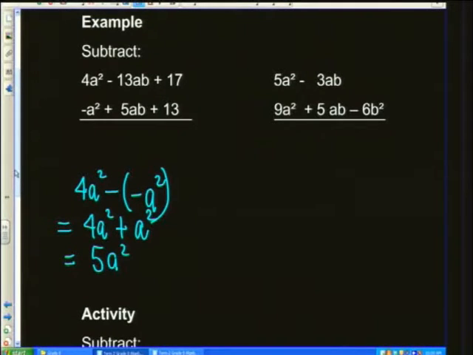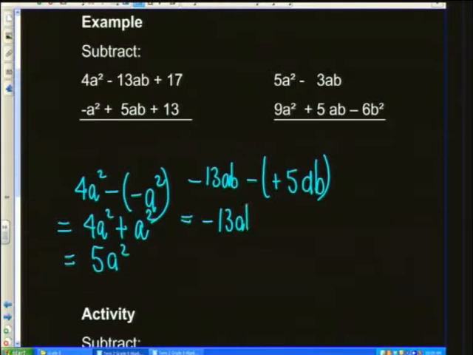The same with the next one. Negative 13ab, and I subtract positive 5ab. That doesn't look like a 5a. My mistake. 5ab. That would give me negative 13ab, and negative times a positive is a negative 5ab, and I have negative 13ab minus 5ab is minus 18ab.